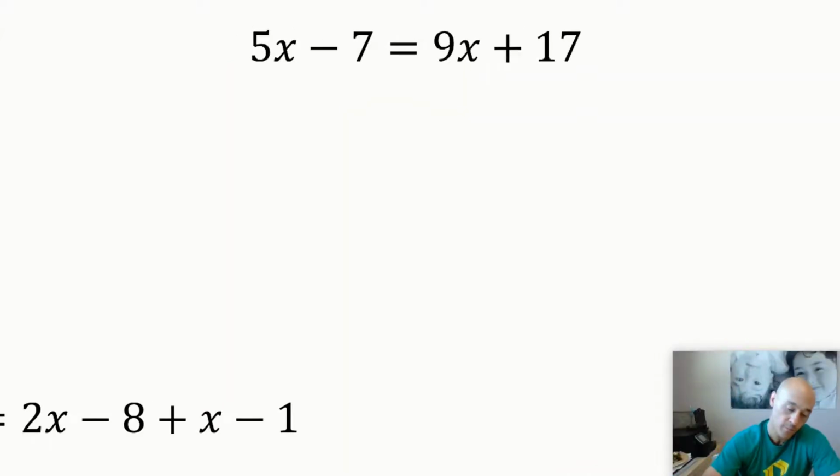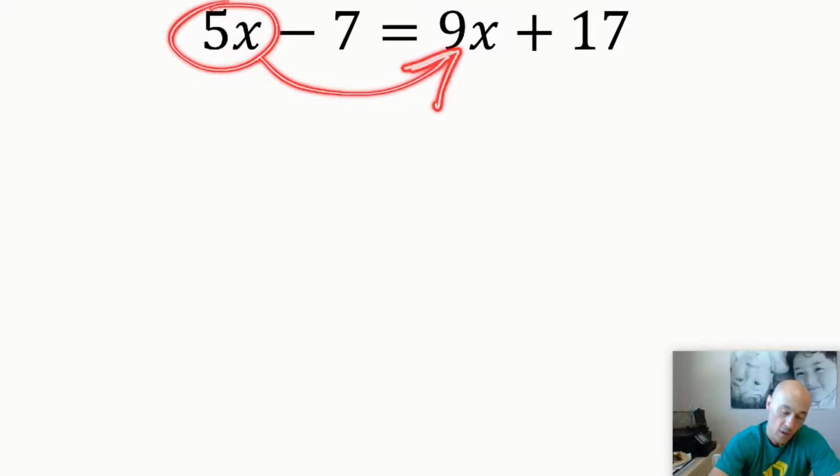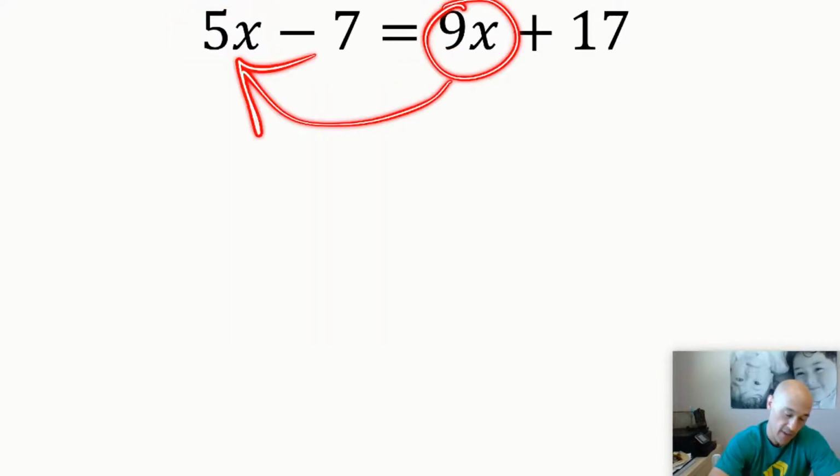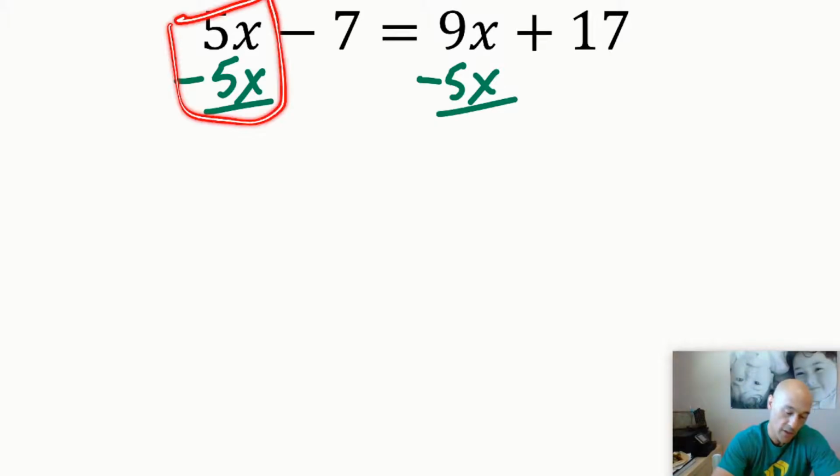On this one, we can combine the 5x. Oh, no, we can't combine anything. There's nothing on the same side that is the same. So we need to move them. I could move this 5x to the other side, or I could move this 9x to the other side. And the way we do that is we make a 0. I'm going to subtract 5x here. So it makes a 0 on the left-hand side.